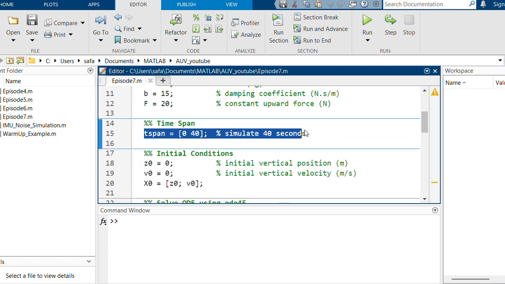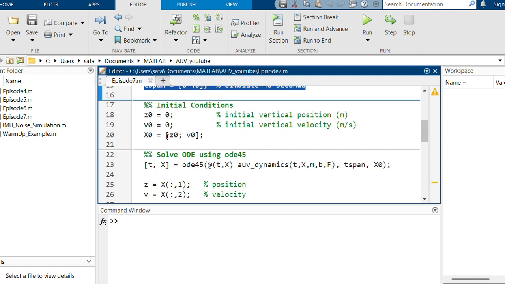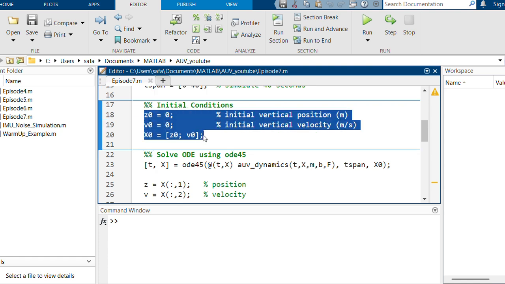And here we define the simulation time. We want to observe the vehicle behavior for 40 seconds. Every dynamic simulation requires initial conditions. We assume the vehicle starts at position 0 with 0 initial velocity. These values are combined into a state vector.